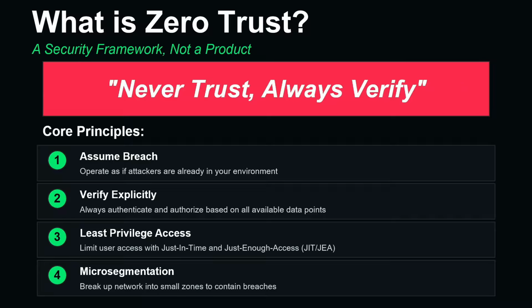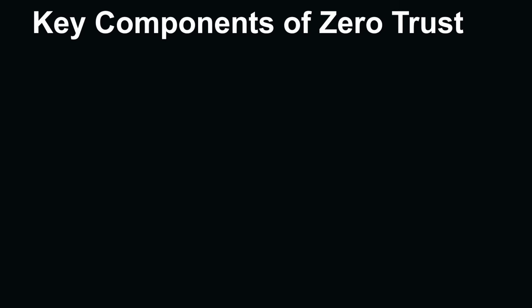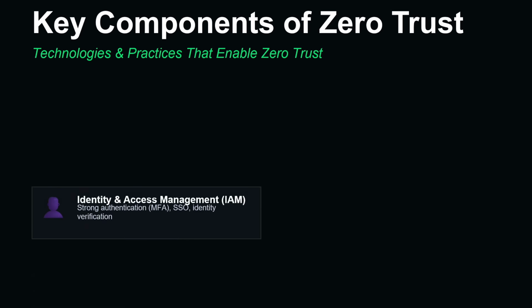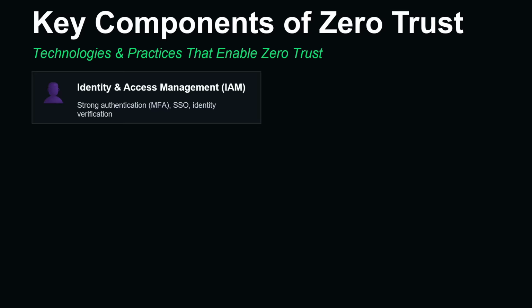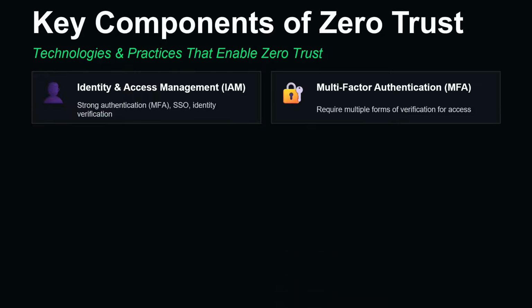Now that we know what Zero Trust is, let's look at some key components. Zero Trust requires multiple technologies to work together. So let's break this down by looking at some of the components. First is identity and access management. This is the foundation, as you need robust identity verification. The goal here is to know exactly who is trying to access resources and verify their identity strongly. Next is multi-factor authentication, as passwords alone aren't enough. MFA requires multiple forms of verification. This is non-negotiable in Zero Trust, so that even if credentials are stolen, MFA will block access.